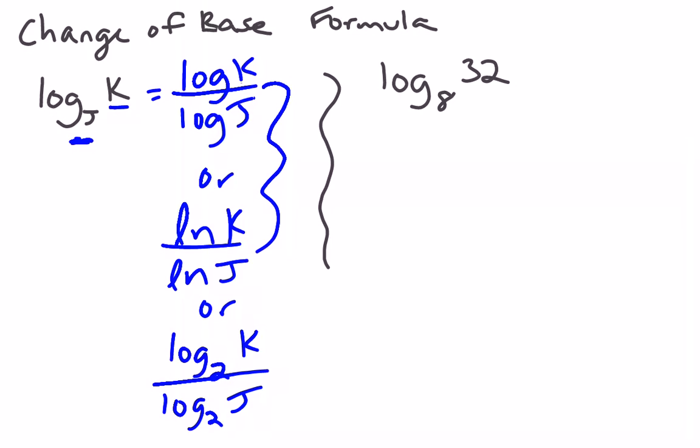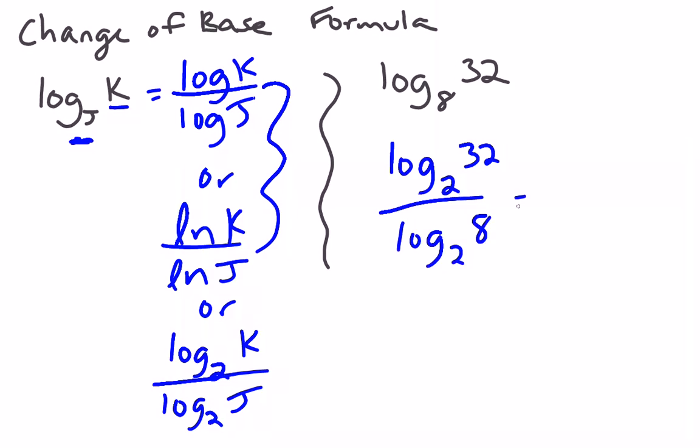So let's show this one. Let's use base 2 because I can do both of these in base 2. Log base 2 of 32 divided by log base 2 of 8. So what power of 2 is 32? That's 5. What power of 2 is 8? That would be 3. Which is the same thing as saying 8 to the 5/3 power equals 32, which is true.